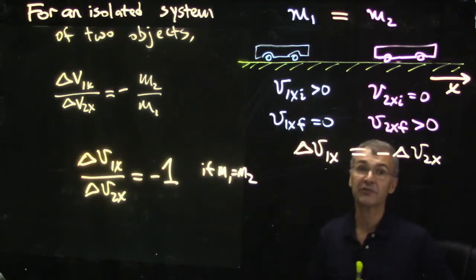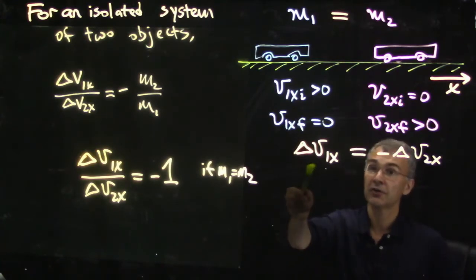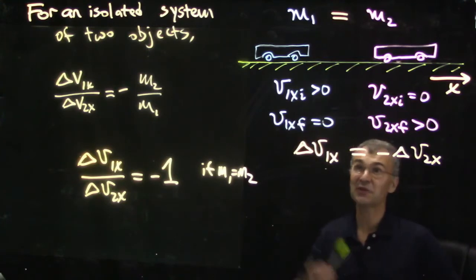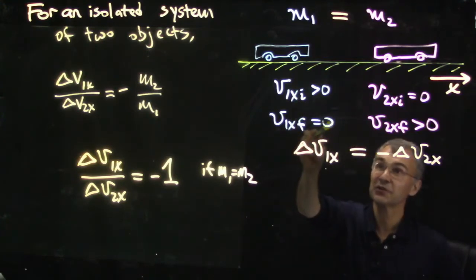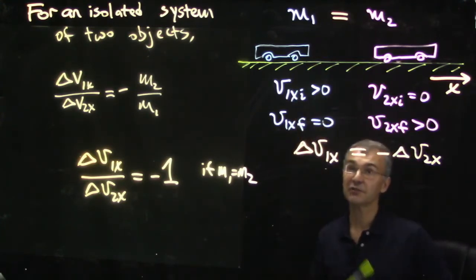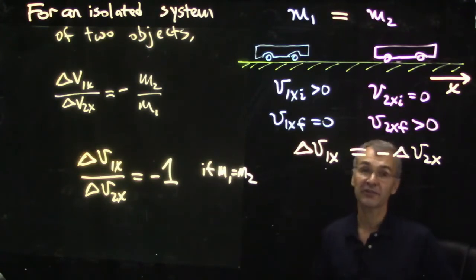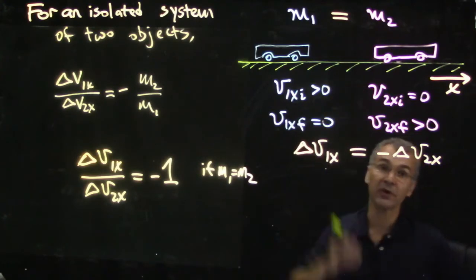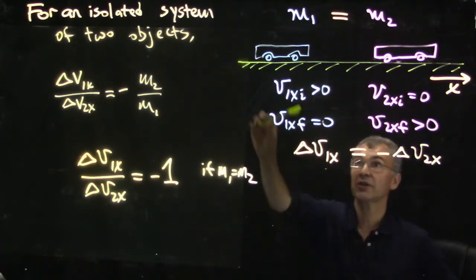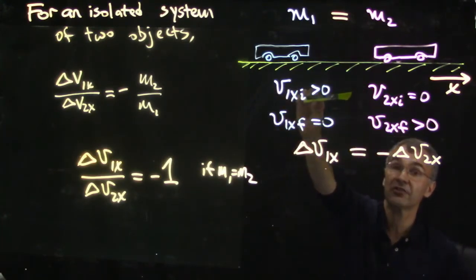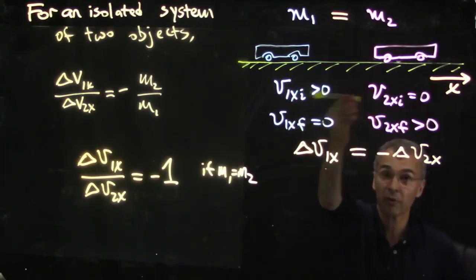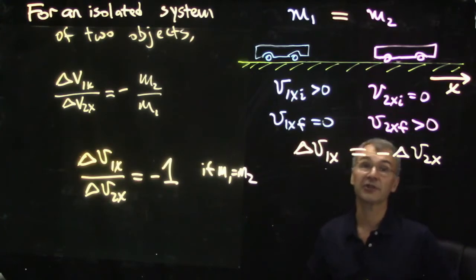What does that imply for each change in velocity? So delta V1x is V1x final minus V1x initial. So 0 minus positive is negative, so delta V1x is negative. What does that mean? It means its change points to the left, and that will make sense because it starts out going to the right and then it stops. So what is the change in its velocity? That is a left-pointing change in velocity.